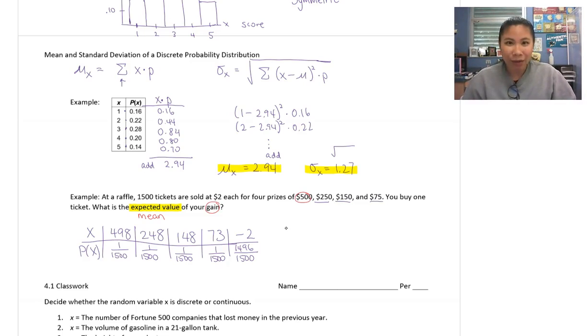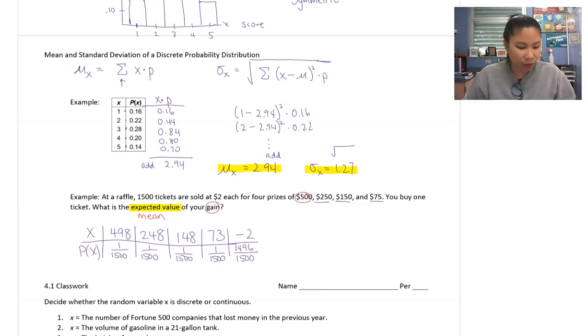Okay, so now I have it set up. Remember, we have to check that all of our probabilities are between 0 and 1, which they are. If you add all of these up, you should get a sum of 1. If I add up 1 over 1,500 plus 1 over 1,500 plus 1 over 1,500 plus 1 over 1,500 plus 1,496 over 1,500, I would get 1,500 over 1,500, which equals 1. So that's good.